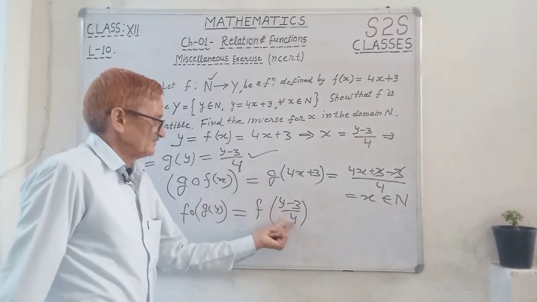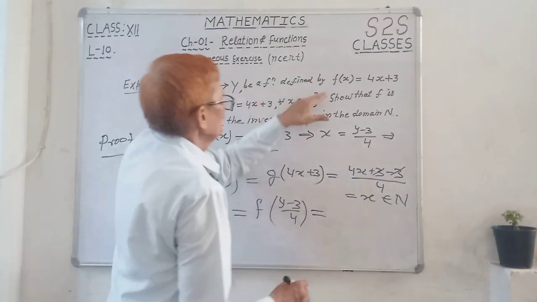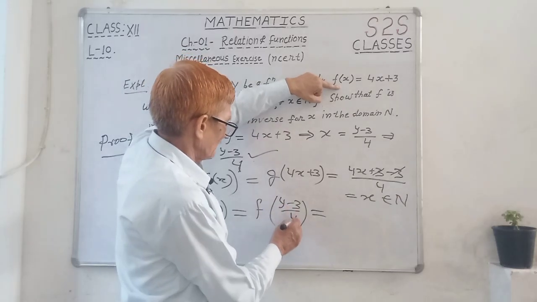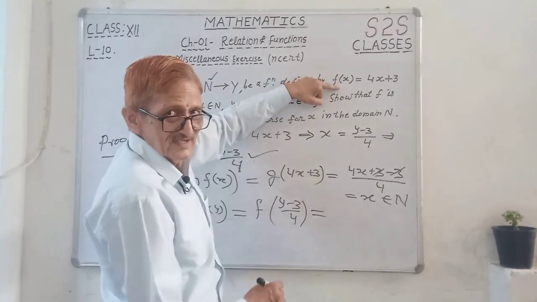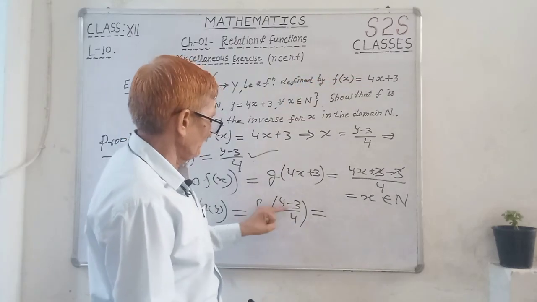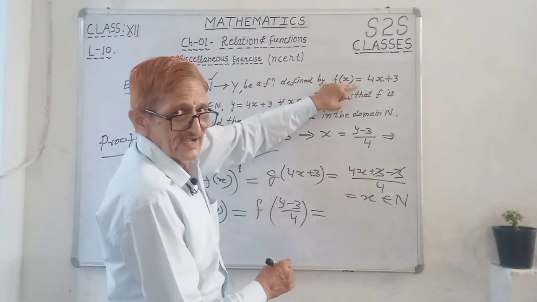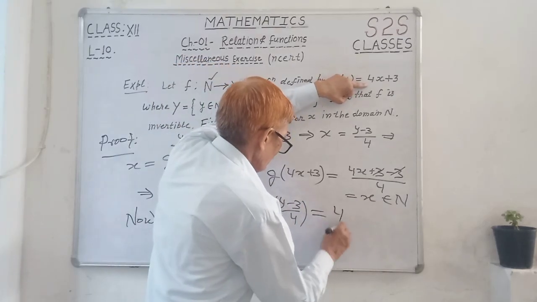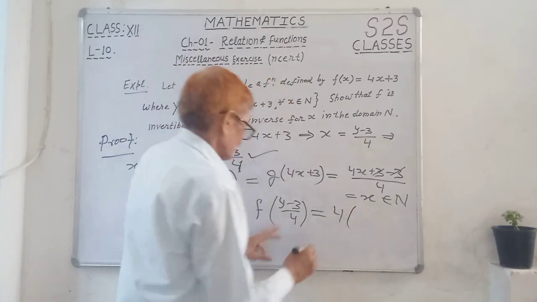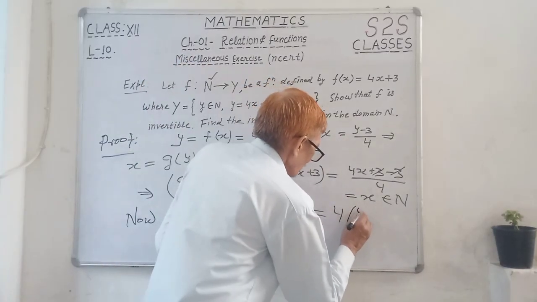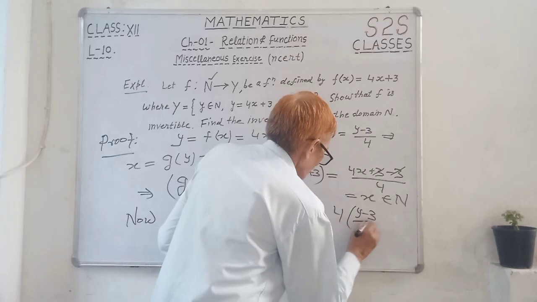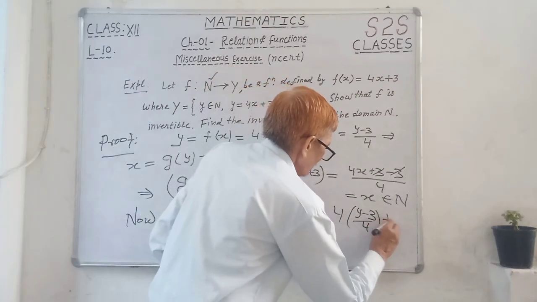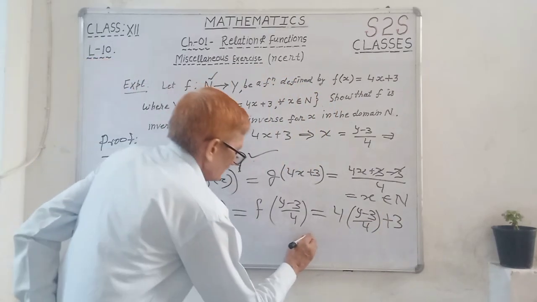f operates on g(y), so operate on this. The nature of the function f(x) is equal to 4x plus 3. Put here the x value; the x value is (y minus 3) upon 4. Understand? f(x) is this, so put (y minus 3) upon 4 here, the x value in the function f. Then 4 into x, in place of x put (y minus 3) upon 4, plus 3. This. Now simplify this.